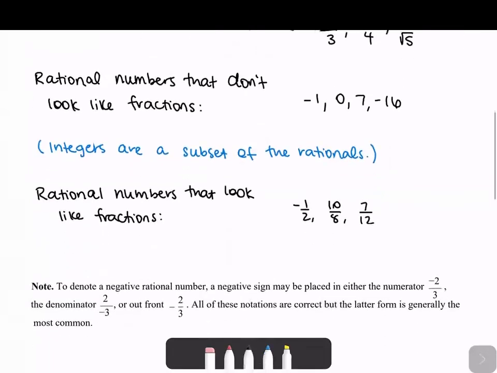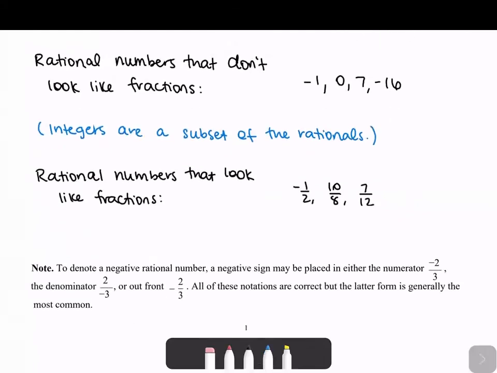Okay, so one thing I want to note here while we're talking about how all of these things are written is that there's a lot of different ways to write a negative rational number. So we could either have a negative sign here in the numerator, a negative sign here in the denominator, or out in front. All of these are correct, but the one that's used most often is when we have a negative out in front, this last form. So this one's just the most common. I don't know, it may not be the most common for you. You know how you write out these things. So this one is the one that's most common in general mathematics.